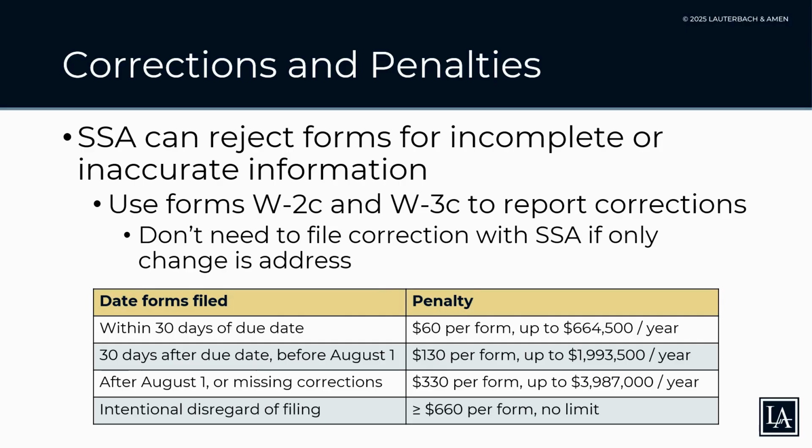If you're intentionally disregarding your filing, there's no limit on how much they could penalize you, but it's at least $660 per form. So please just file your W-2s. I have to trust that none of you are intentionally ignoring filing any of these forms. But even within the first 30 days of the due date, it could be up to $60 per form that you could potentially get hit with a fine or a fee. So those due dates are important. Even if you do have to end up doing corrections, make sure you hit that first due date.